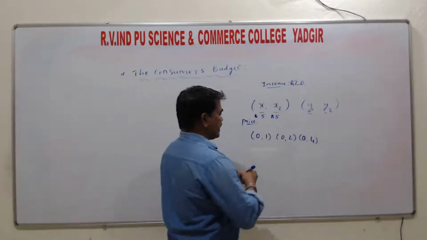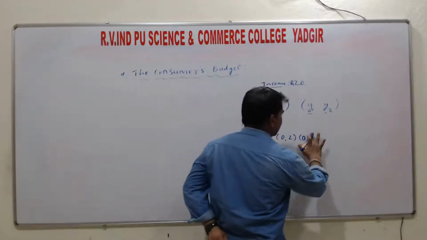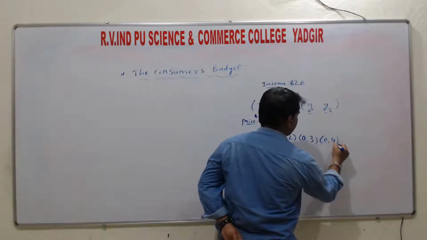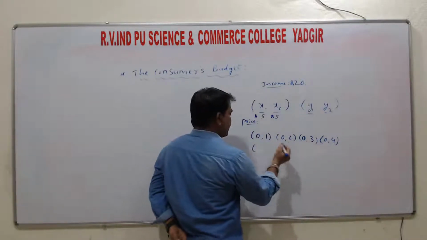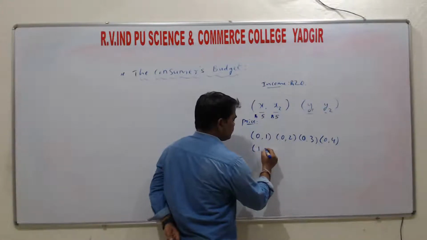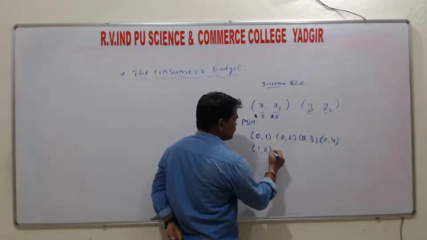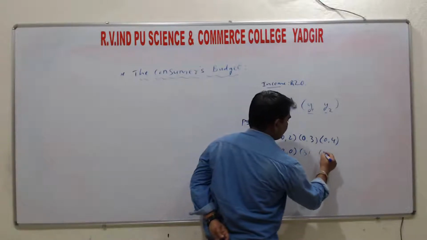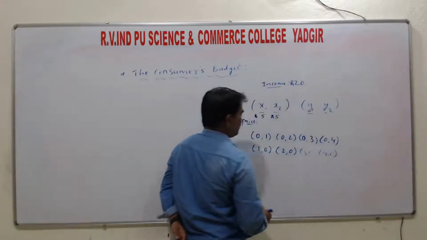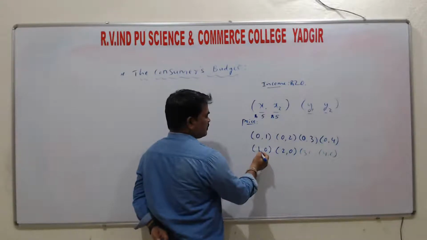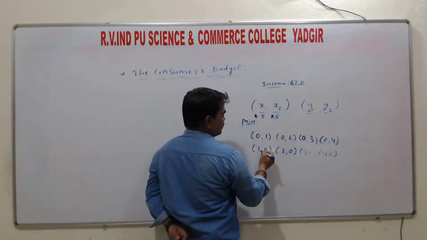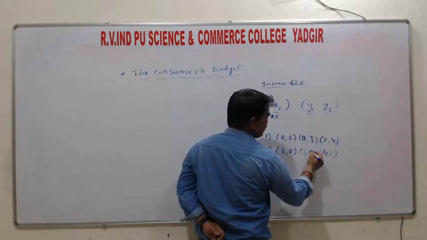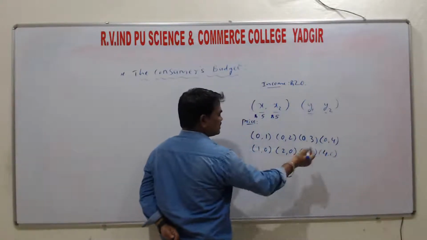Or else he can go with this also: 1,0; 2,0; 3,0; 4,0. He can go with 1, 2, or 3 units of the first good x1, and a maximum of 4, keeping the other at 0.